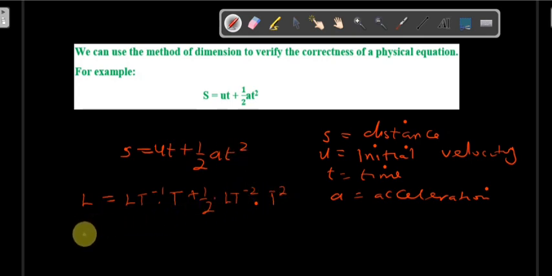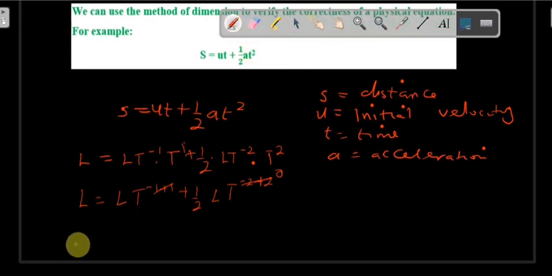So if you look at this, you're going to have L is equal to L, then you have T raised to power minus 1. If you apply the law of indices, plus 1, but this is the same as T raised to power 1, plus half L T raised to power minus 2. Then when you are multiplying that, you apply the law of indices, this is plus 2. So you see that this will cancel, that's 0, and this will cancel out this, that's also 0.